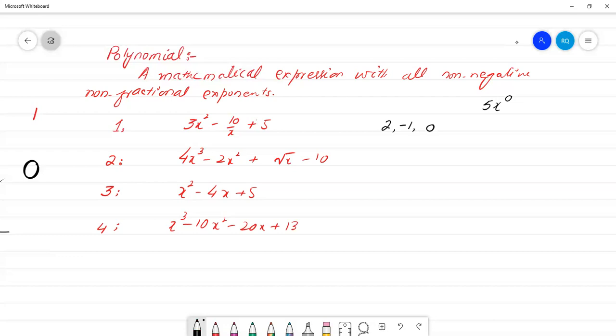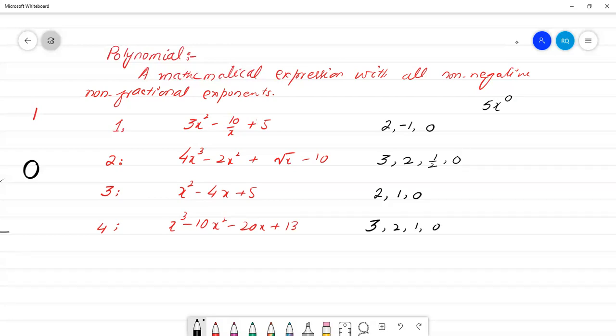In the second example, we have the exponents: the first exponent is 3, the second exponent is 2, the third exponent is 1 by 2, and then 0. In the third example, the first exponent is 2, the second is 1, and then we have 0. The last example is 3, 2, 1, 0.